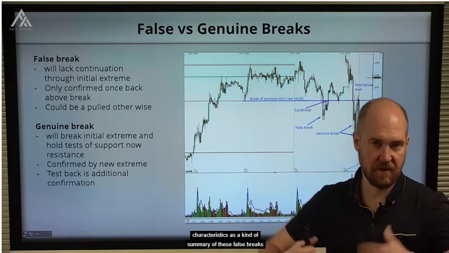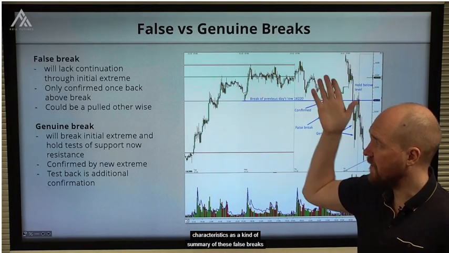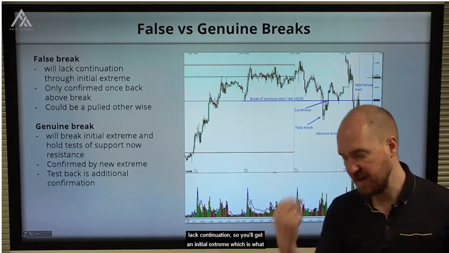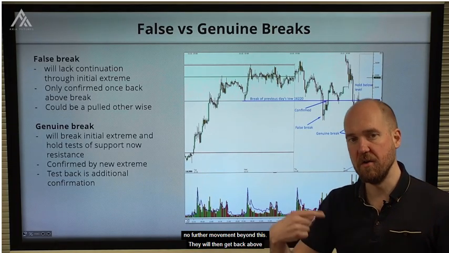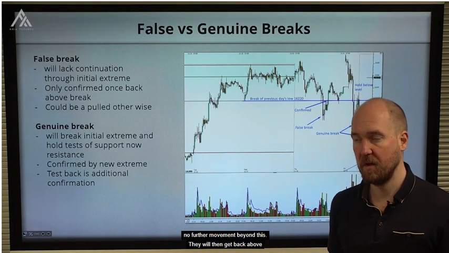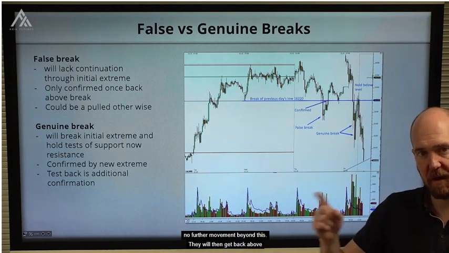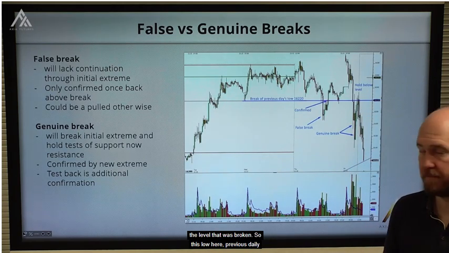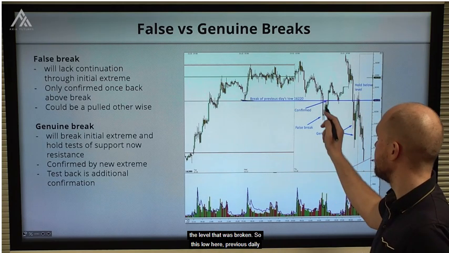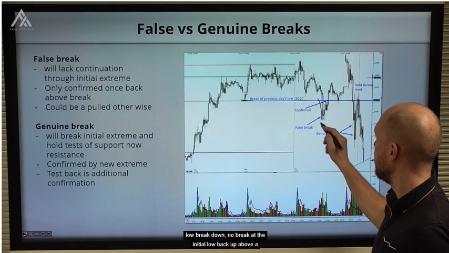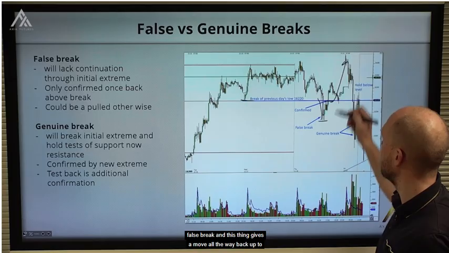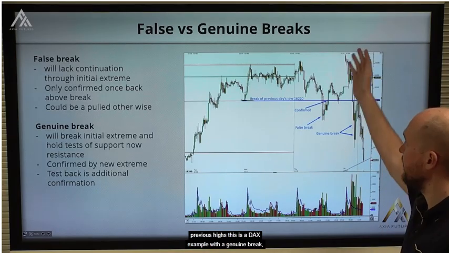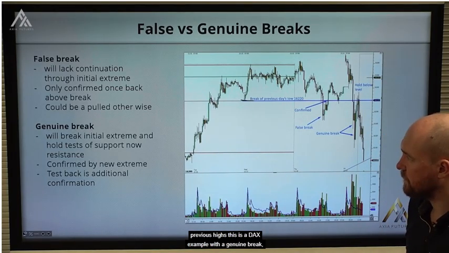Key characteristics is a kind of summary of these. False breaks lack continuation. So you'll get an initial extreme, which is what we just saw in that gold as well, an initial extreme and no further movement beyond this. They will then get back above the level that was broken. So this low here, previous daily low, break down, no break of the initial low, back up above, false break. And this then gives a move all the way back up to previous highs. This is the DAX example.